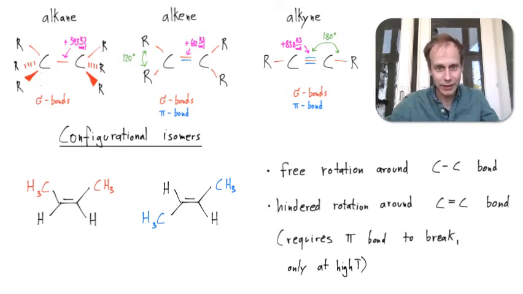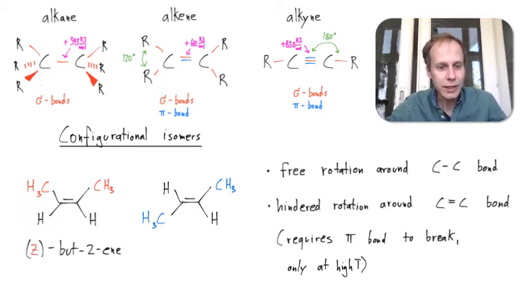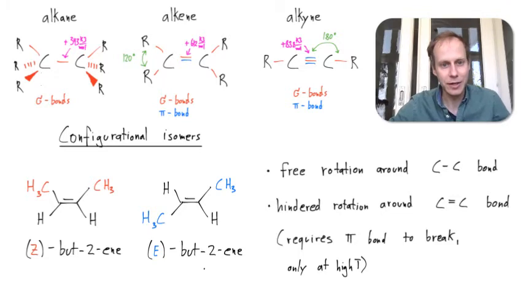Because of that, for alkenes, unlike for alkanes, you have so-called configurational isomers. For instance, here you see one configurational isomer, Z-but-2-ene. Here the two methyl groups are both aligned on the top half of this molecule. On the other hand, the other configurational isomer is here, E-but-2-ene.